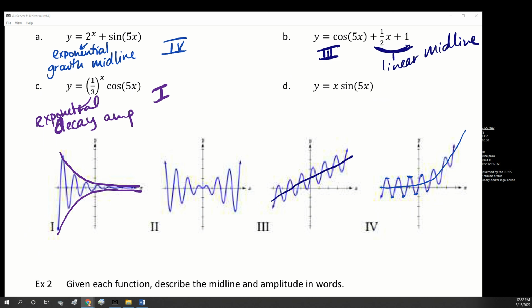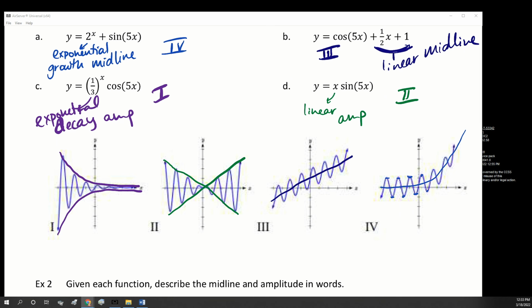Okay. And then finally for D, x times sine of 5x. So it's another amplitude one, so it's going to be linear amplitude. So it's obviously going to be 2, but the line y equals x is just a slanted line, and then this one would be the reflection of it. So that's going to be 2. So you kind of just have to keep straight in your mind what it looks like for the midline changes and what it looks like for the amplitude changes.